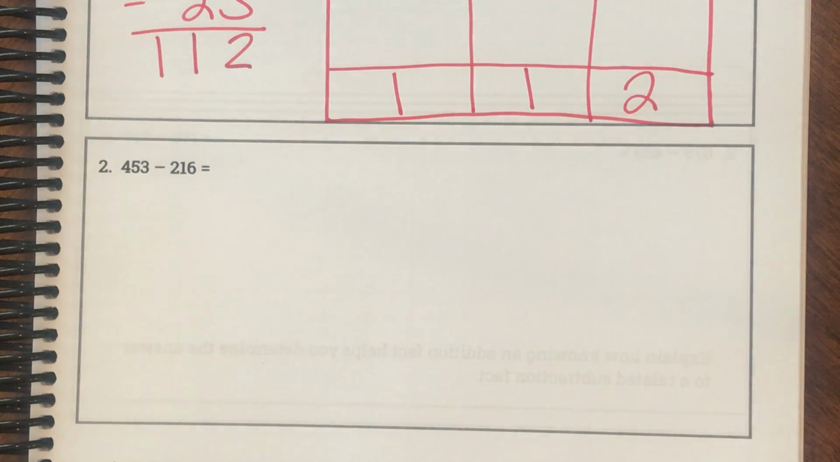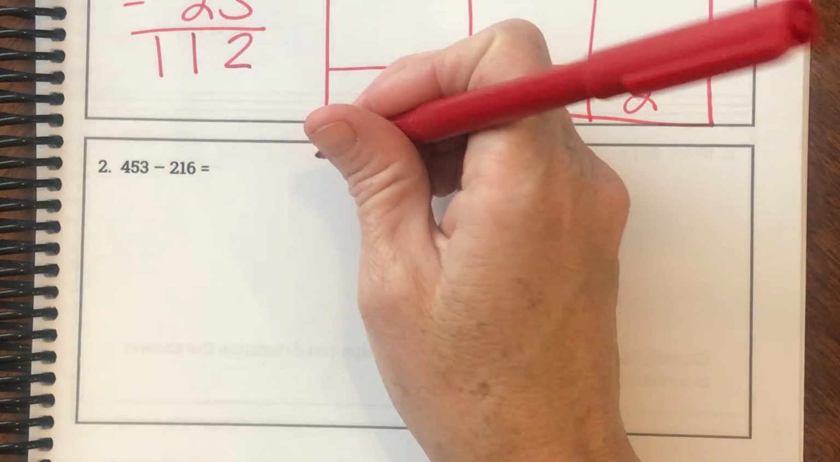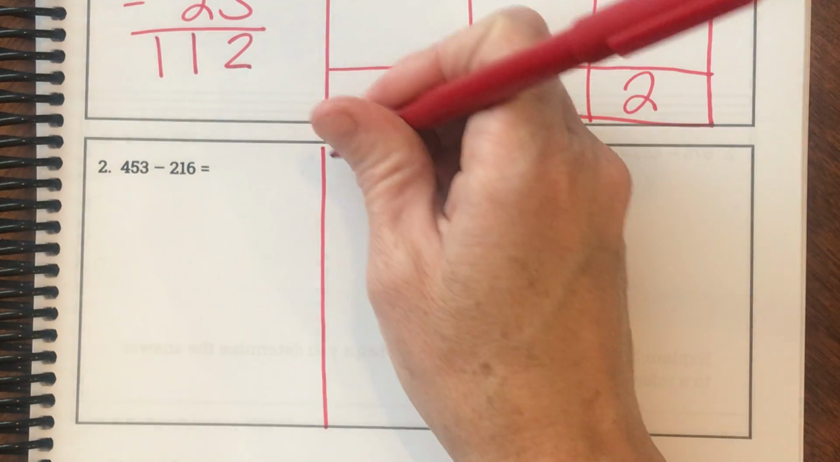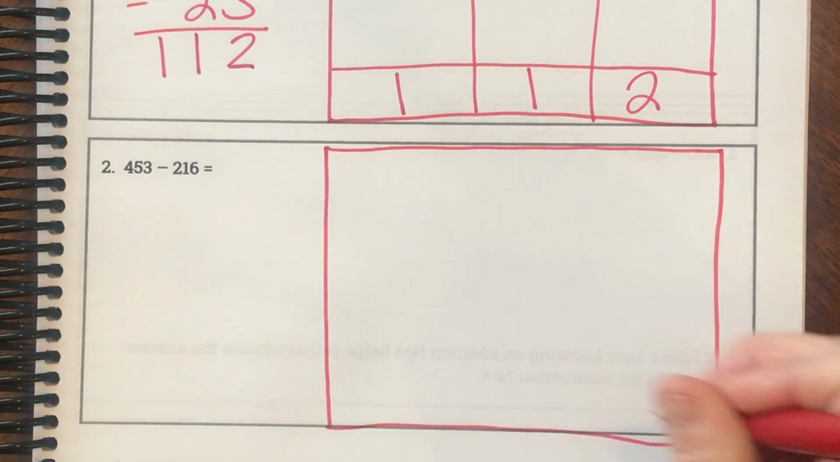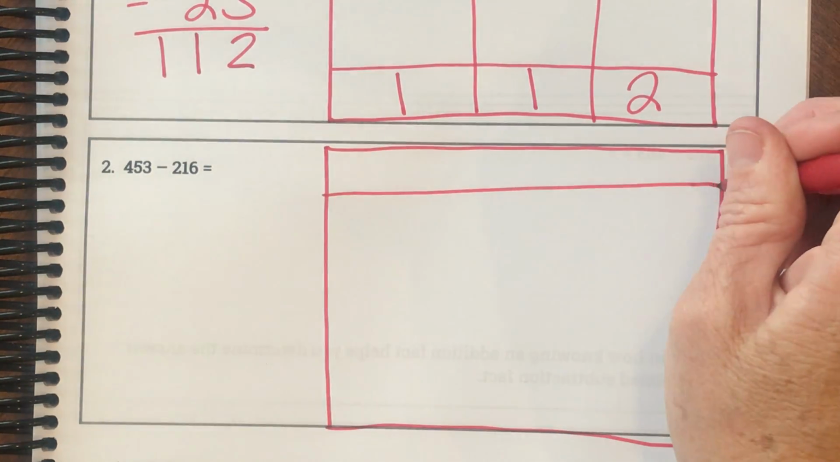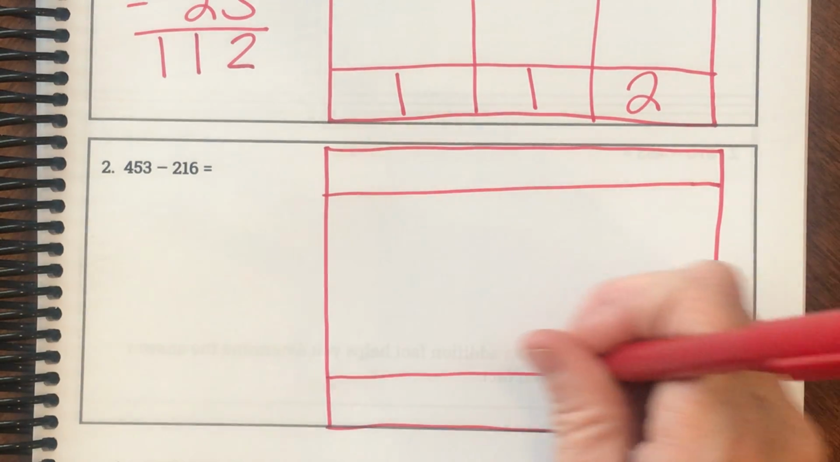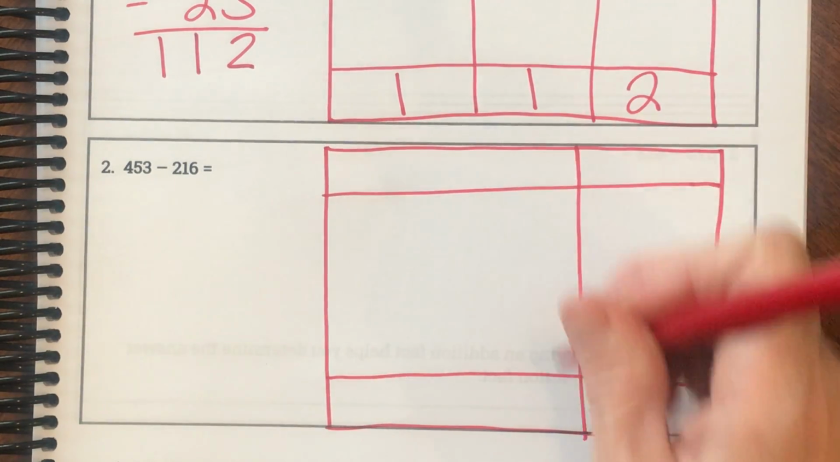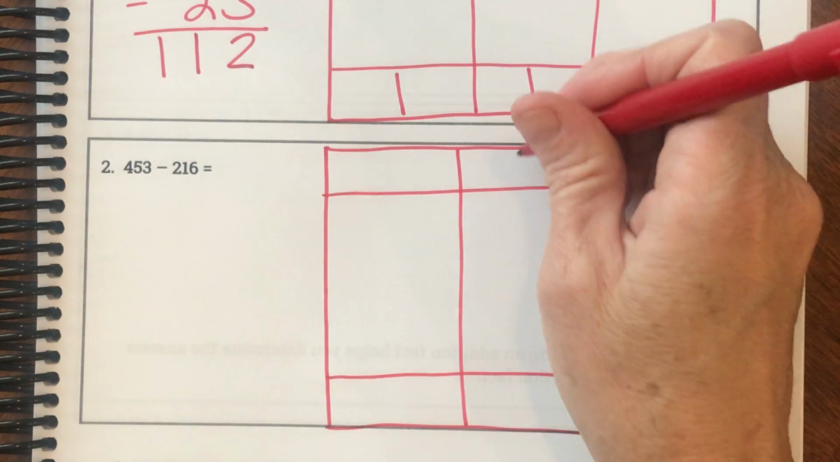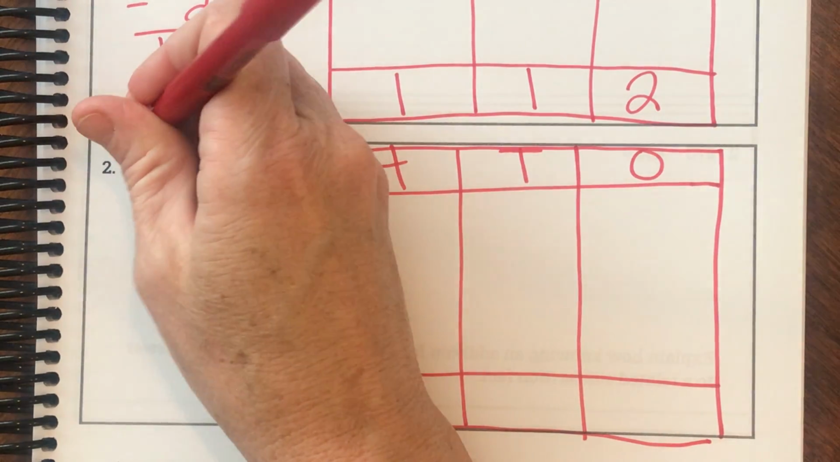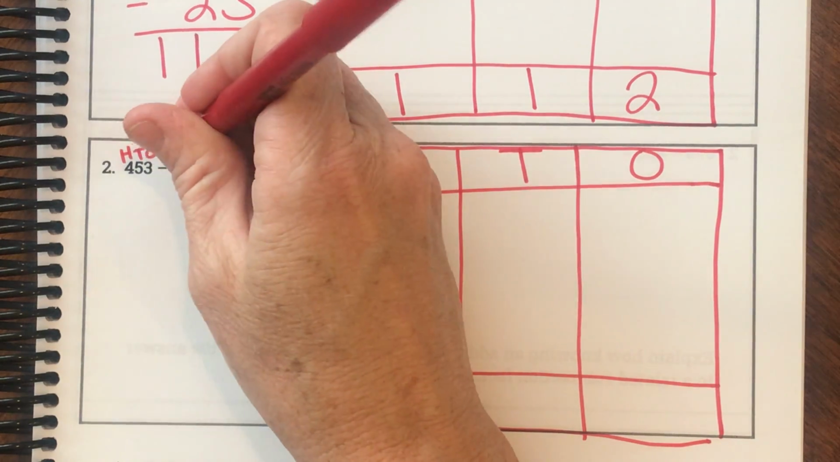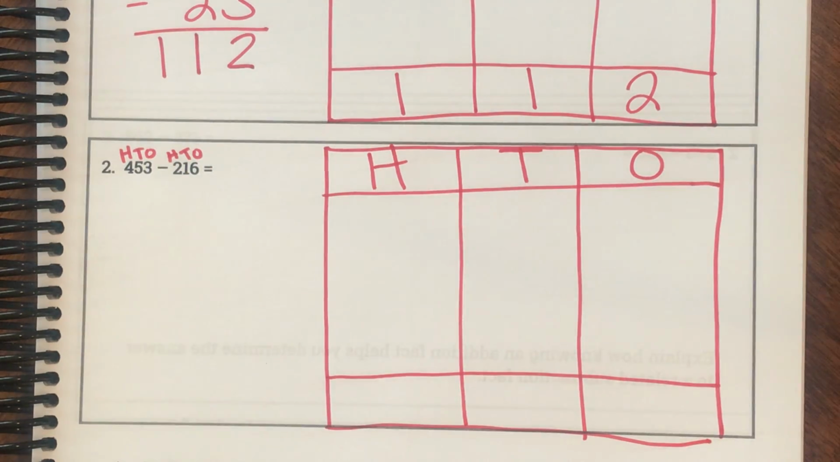453 subtract 216. Okay, so I'm going to draw my place value chart. I'm going to have an area for my column titles, and my answers. And I have my ones, tens, and hundreds. And I'm going to label these also. Ones, tens, hundreds, ones, tens, hundreds. Okay, for this one, I'm going to use my place value strategy.